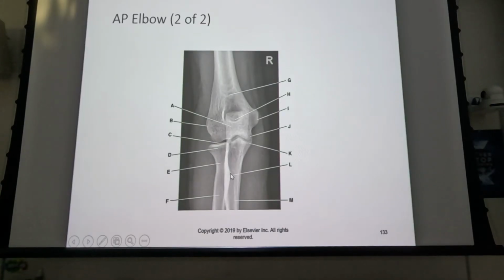The superimposition of the radial tuberosity, right? So looking at that, would you say that's in front of or behind? Behind. It kind of looks like behind, right? But it's not, it's in front. If it was behind, you'd have a harder time rotating. So anyway, you've got that.